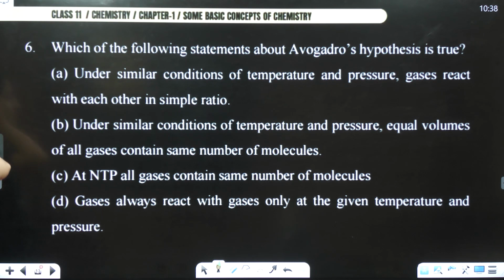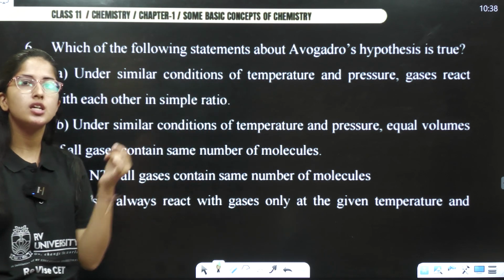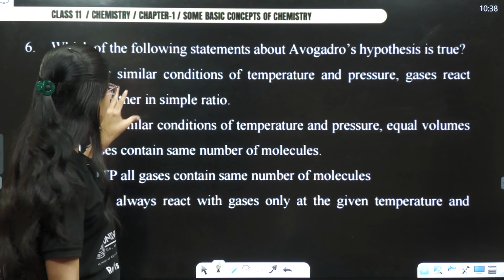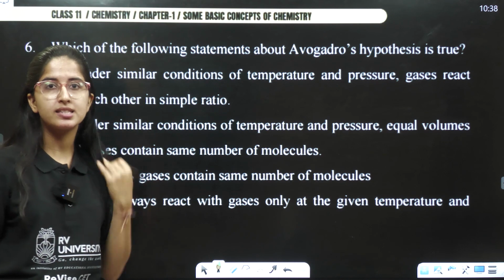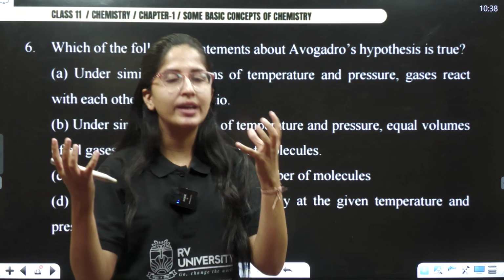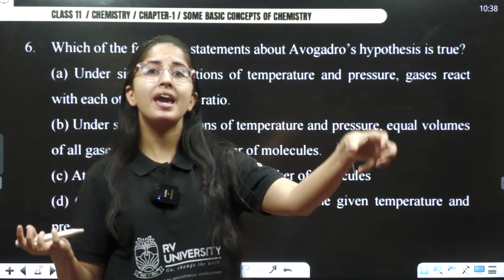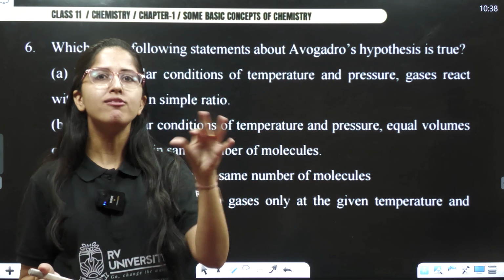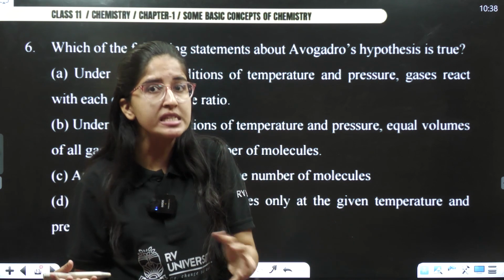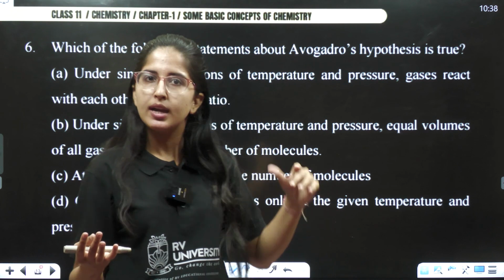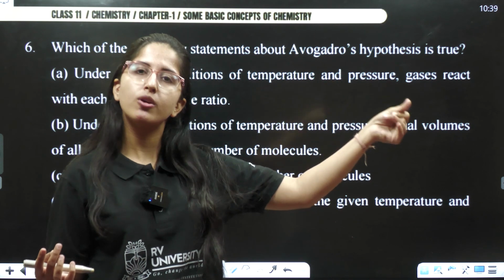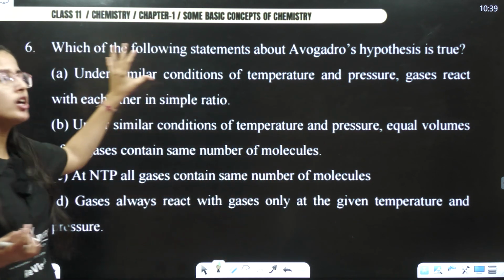which of the following statements about Avogadro's hypothesis is true? When we are talking about Avogadro's hypothesis, they are asking which of the statements given here will be true. Avogadro's hypothesis says that at STP, if you take 2 gases and these 2 gases have the same volume, then they will have the same number of moles. And if they have the same number of moles, then they will have the same number of molecules. That we already studied: equal numbers of moles of gases will contain equal numbers of molecules. Correct? So, this is your Avogadro's hypothesis.